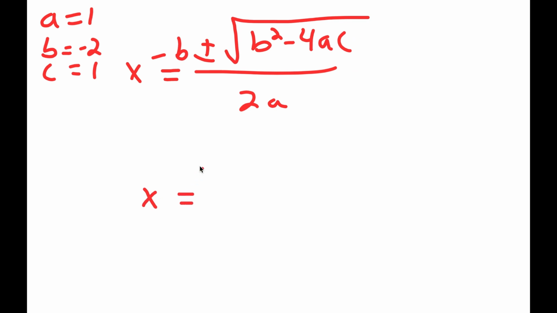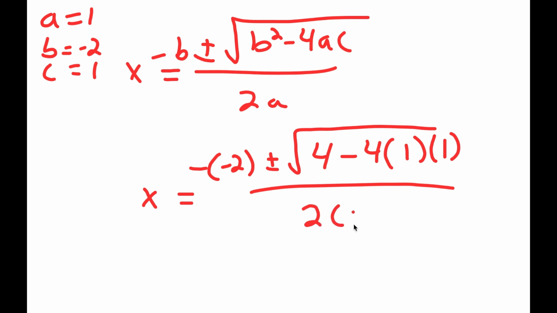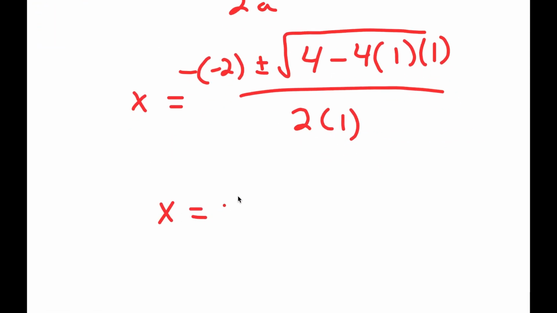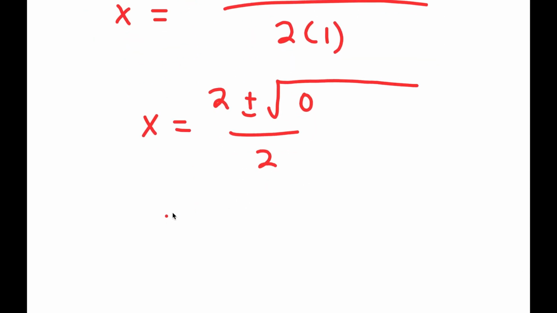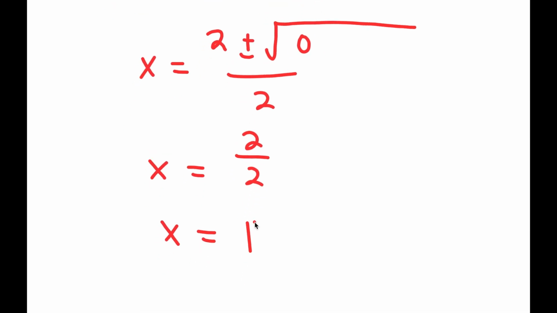So I get x is equal to negative of negative 2 plus or minus the square root of negative 2 squared, which is 4, minus 4 times a, which is 1, times c, which is 1, all over 2a, so 2 times 1. And this turns into 2 plus or minus the square root of 4 minus 4, which is simply 0 over 2, which is equal to 2 over 2, which is equal to 1, meaning x is equal to 1.